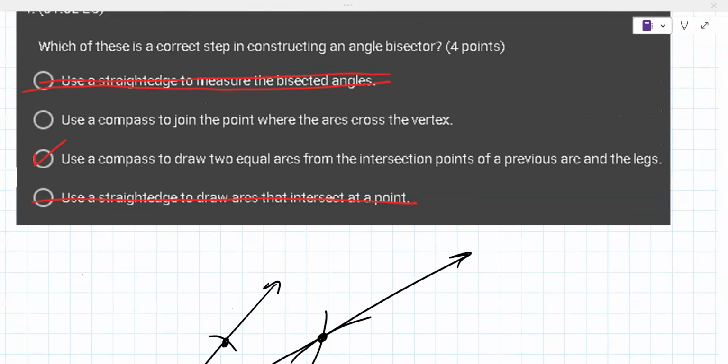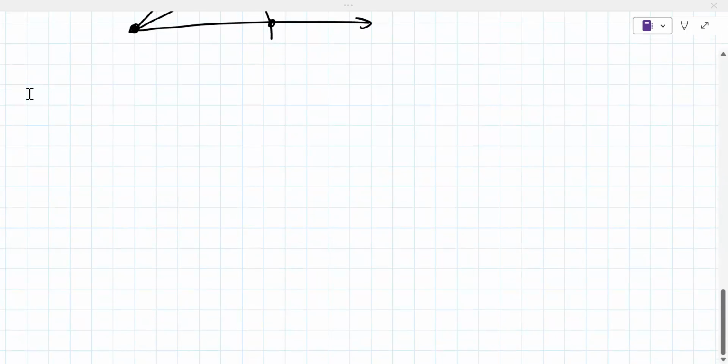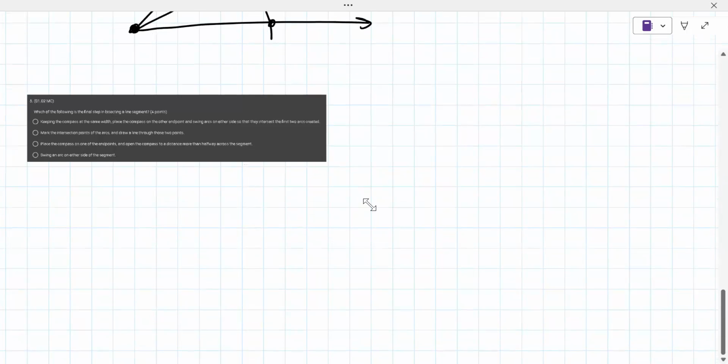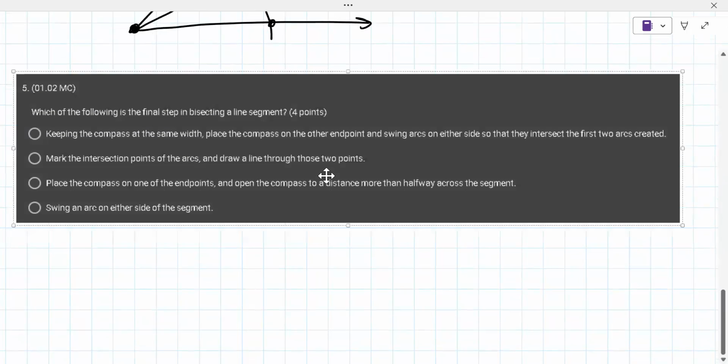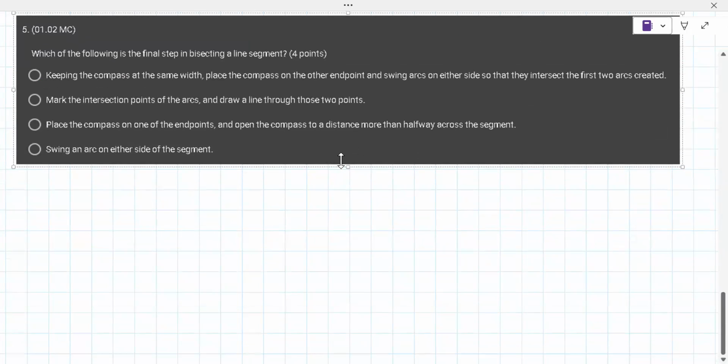So let's go to number. Now that I see this, they stopped coming in order, but there we go. There's number 5. Okay, it says which of the following is the final step in bisecting a segment? I want you to read through these, and then I'll show you the steps for bisecting a segment.